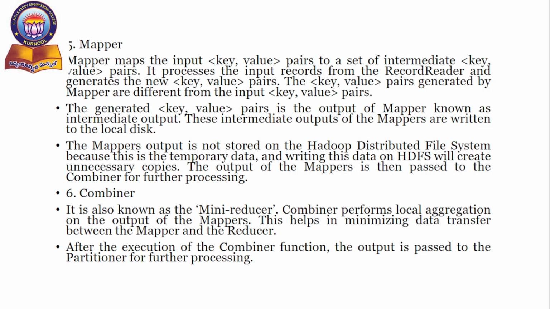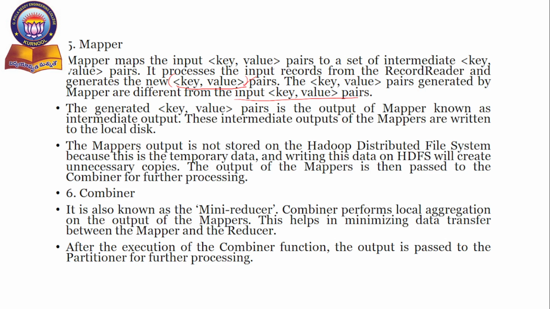Next one is the mapper. The mapper maps the input pairs to a set of intermediate key value pairs. It processes the input records from the record reader and generates new key comma value pairs. Right. So once the mapper receives the data from the record reader in key comma value pairs, it again generates its new key comma value pairs after its processing. So the key comma value pairs generated by the mapper are different from the input key comma value pairs. The input received from the record reader will contain key comma value pairs, but once the mapper performs the processing on the data, it also generates its own key comma value pairs.